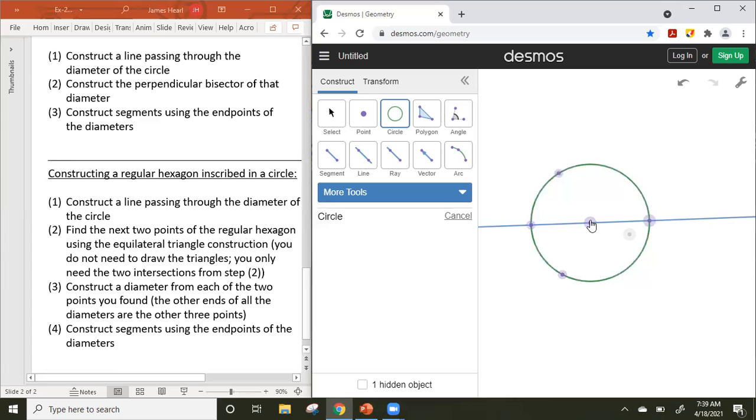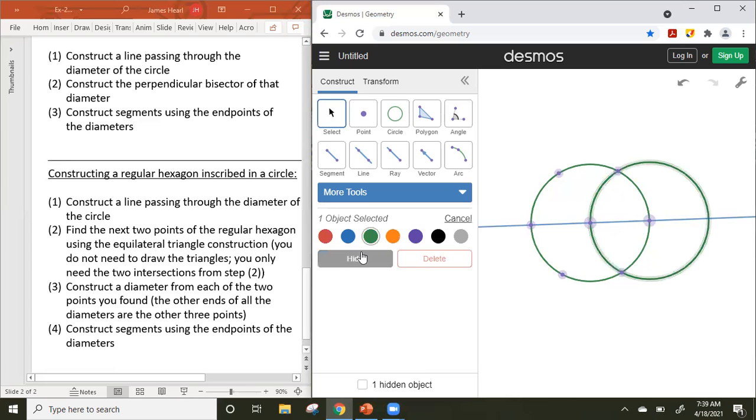Repeat on the other side. We'll go from there to there and back, at which point I have 2 dots. One here from the perpendicular bisector and one here from the perpendicular bisector. We'll hide our second circle, at which point I now have 6 points. All that remains is to go connect the dots.